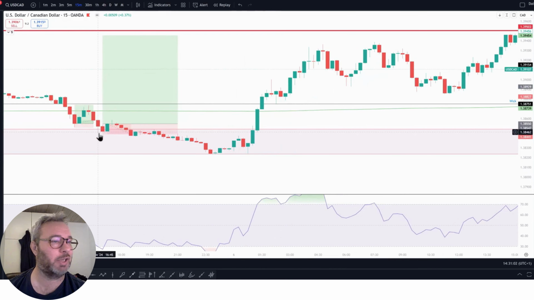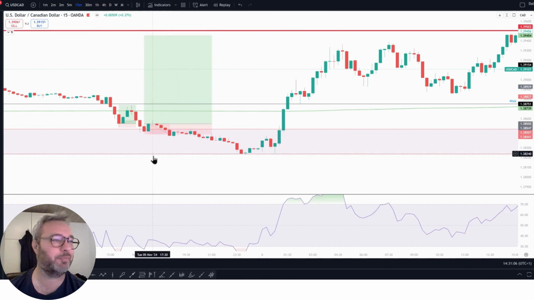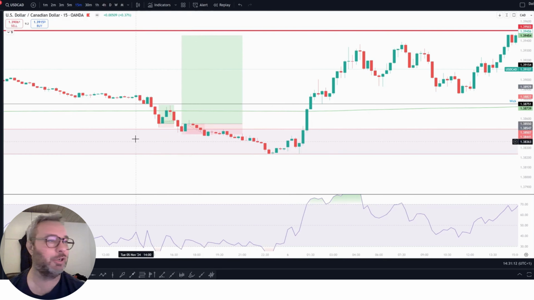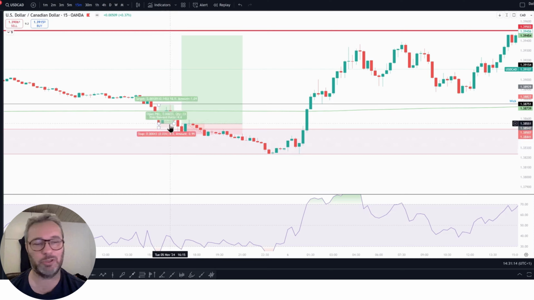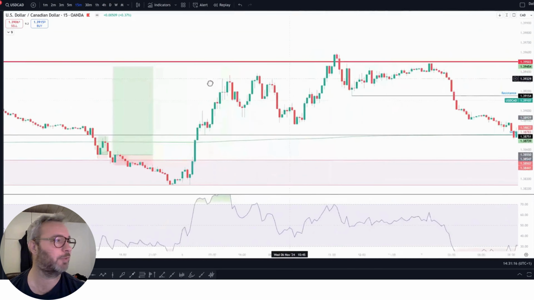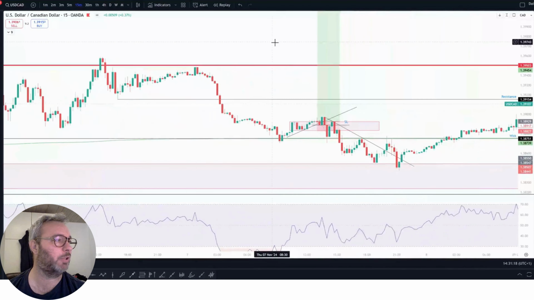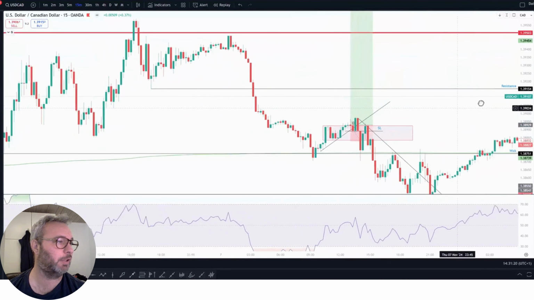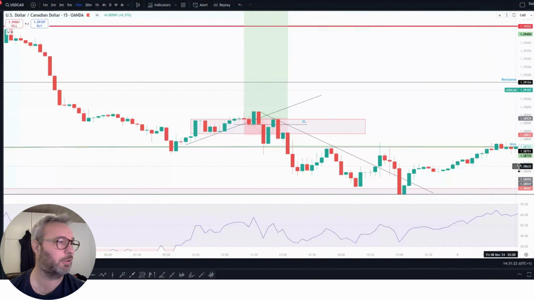And I longed again here. It went down and tested the same support area one more time. But this time I was, I don't know, a few ticks in profit before I went to my stop loss. But still, I have had a good profit from this trade, so fair enough. And we had one more here. Yeah, that was half a loss.